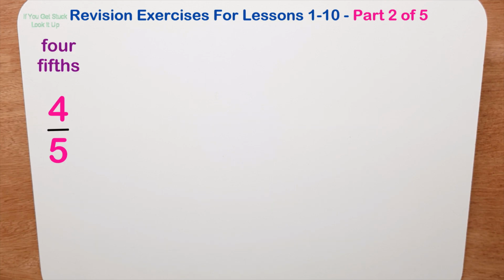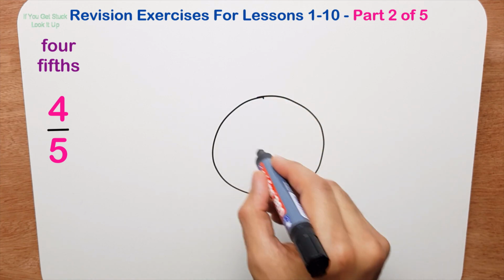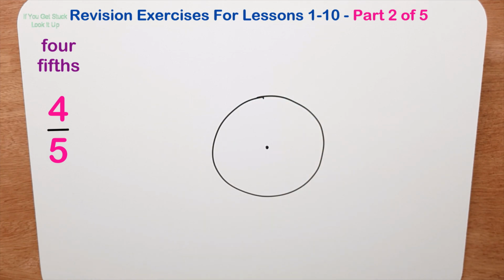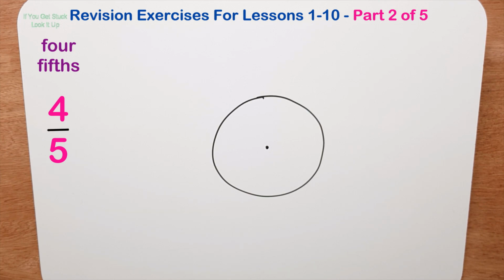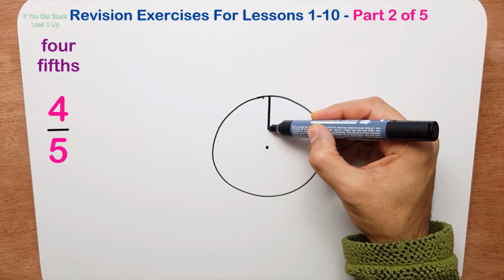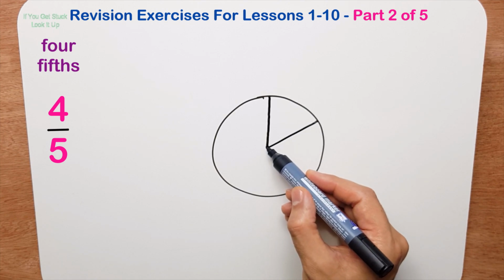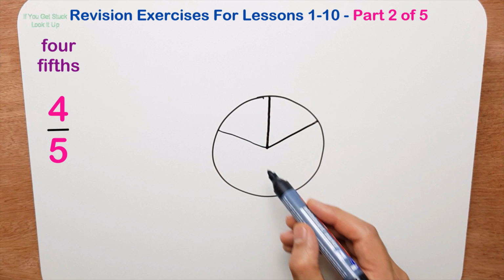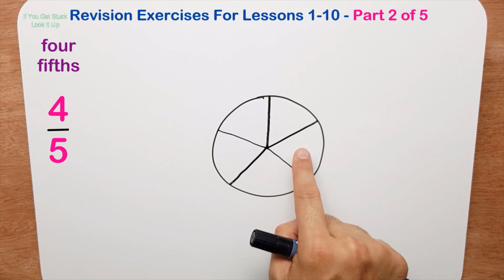So the first fraction is 4/5. So I'm going to draw my pizza. There's the center. And I'm going to cut it into 5 equal pieces because the denominator or the bottom number is 5. And remember what we said about a fifth. It's like a star jump. So we always start with the head going straight up, and our arms come up here, and our legs come up here.